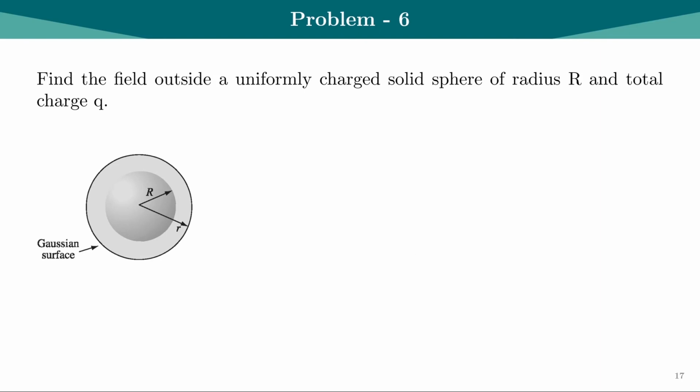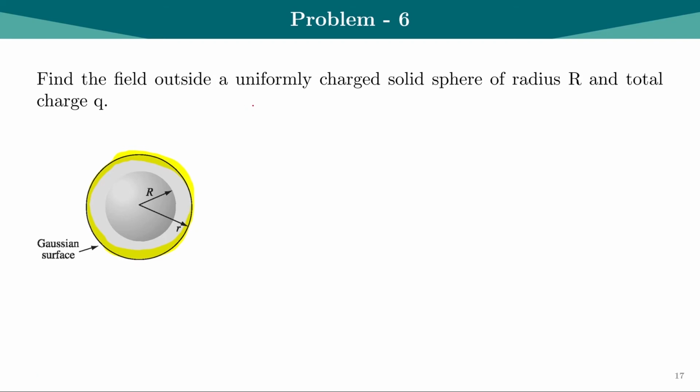We'll now try to solve this problem. Find the field outside a uniformly charged solid sphere of radius R and total charge q. To solve this problem, we need an imaginary Gaussian surface. So let us assume that this one is a Gaussian surface, which is spherical in shape. The radius of the sphere is given by capital R and that of the imaginary Gaussian surface as small r.